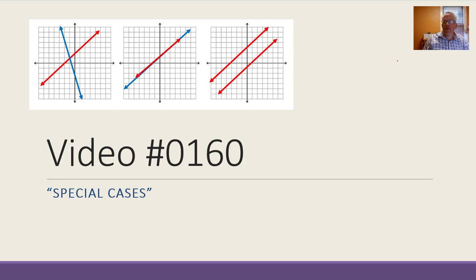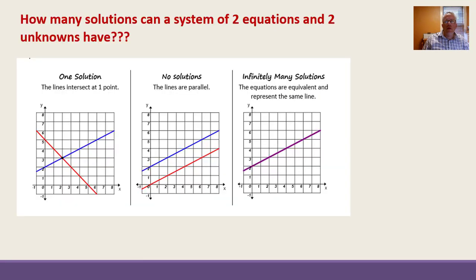In this video, we're going to talk about special cases when we're solving systems of equations. As you recall, a system of two equations and two unknowns, like we've been solving, can have one solution where we have two lines that intersect at one point. They might have no solutions. That happens when the two lines are parallel and they never intersect.